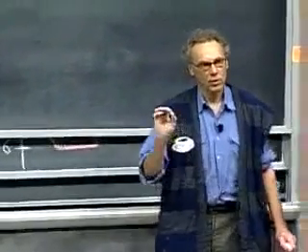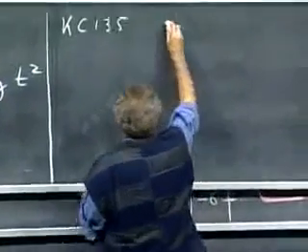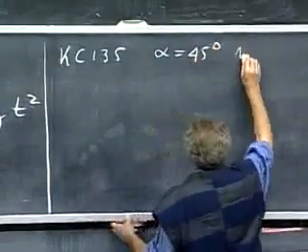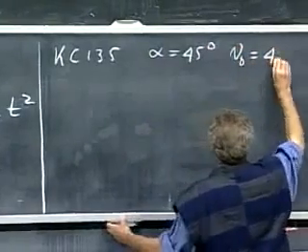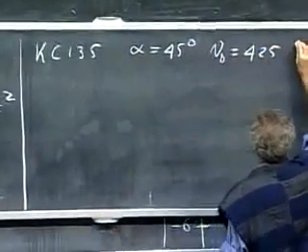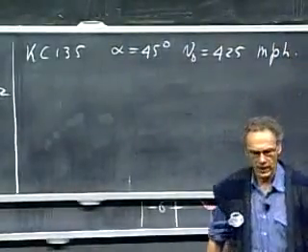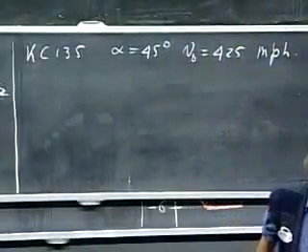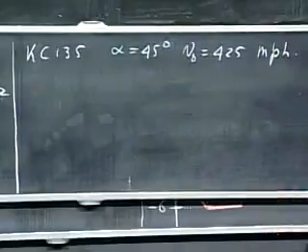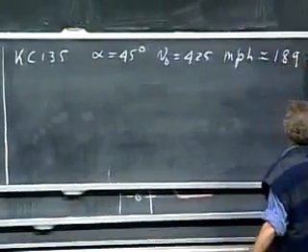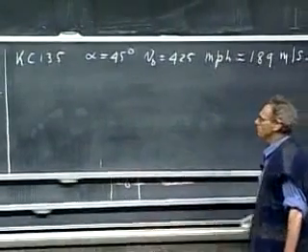So that's the case that I now want to work out quantitatively with you. In the case of the KC-35, we'll take an angle alpha of 45 degrees, and we'll take V0, which was about 425 miles per hour. You may remember that from that lecture. 425 miles per hour translates into about 189 meters per second.